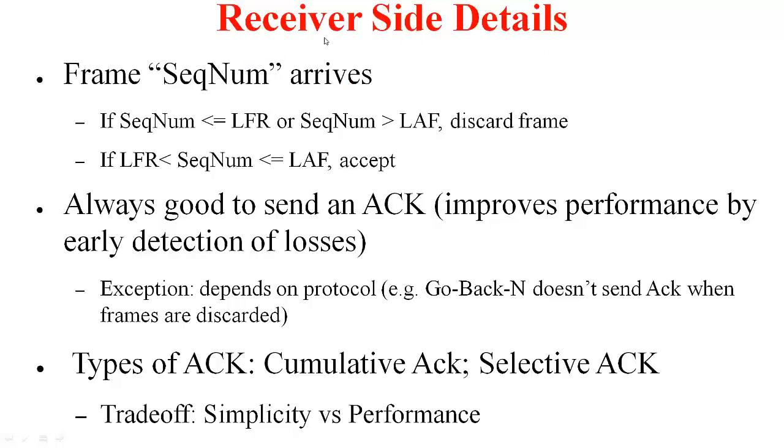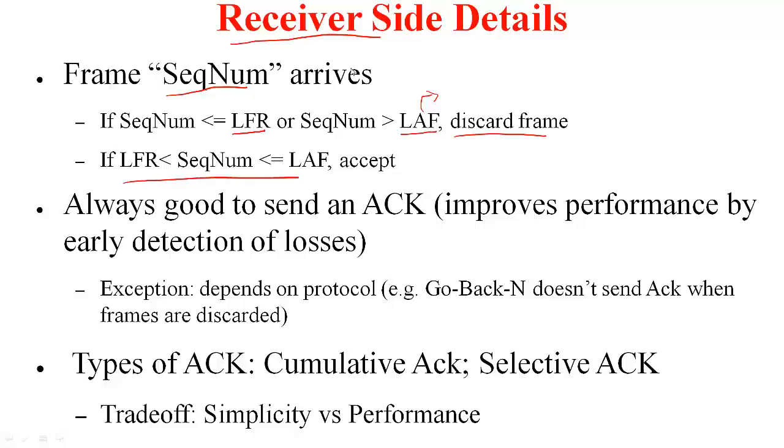Let me start with the receiver side first. Whenever a frame or packet with a sequence number arrives, this is what the receiver does. It compares the sequence number with the last frame received. If the sequence number is less than or equal to this, that means it has already seen the sequence number before. Or if it is greater than the last acceptable frame, which in this case means it is outside its buffer capacity, it is going to discard the frame. Any frame that falls in between, it is going to accept.